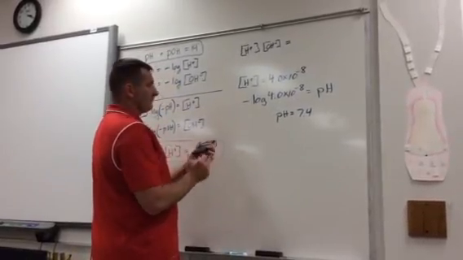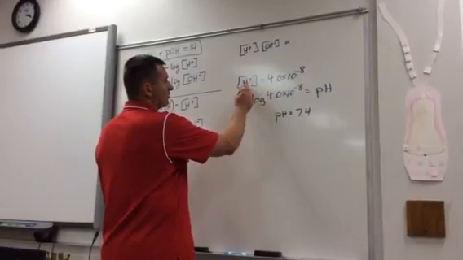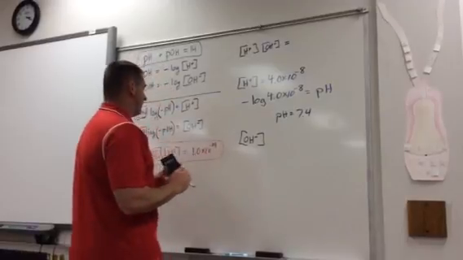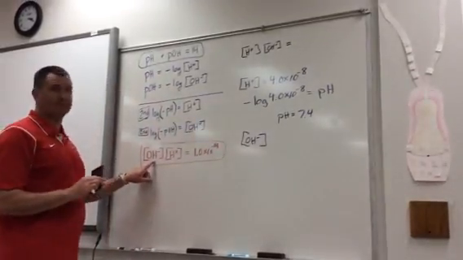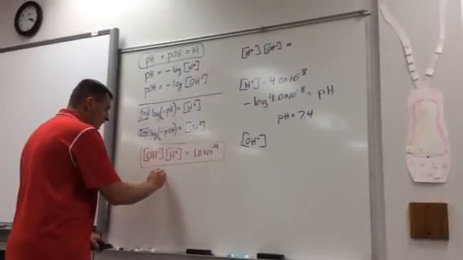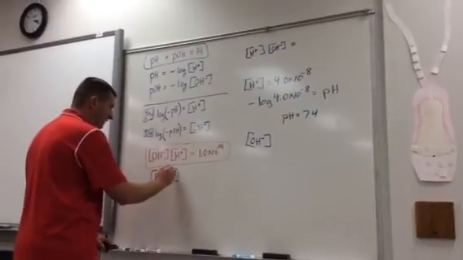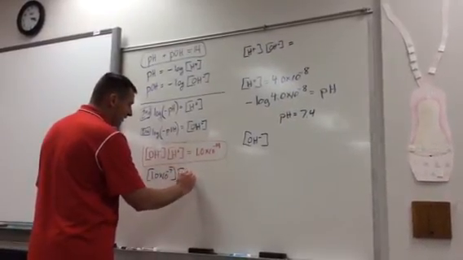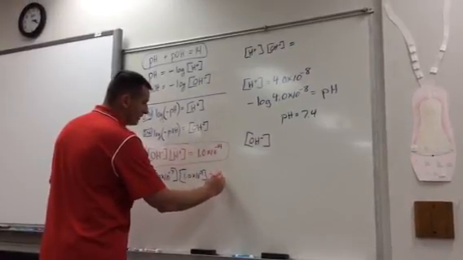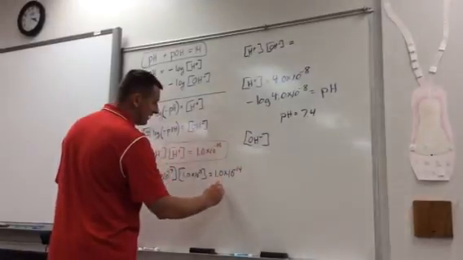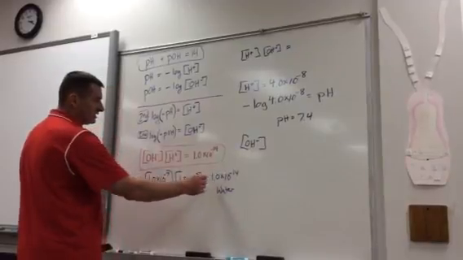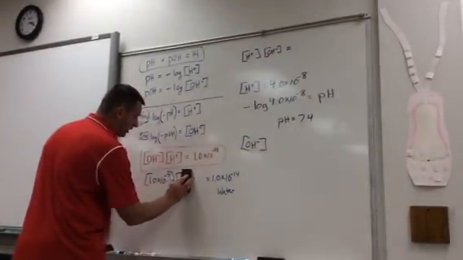Now, if I have the H plus concentration and it's asking me for the OH minus concentration, then I'm going to use what's called my Kw formula. We learned before that with water, it was 1.0 times 10 to the minus 7 for my OH times 1.0 times 10 to the minus 7 for my H plus, which gives me 1.0 times 10 to the minus 14. That is the water constant.